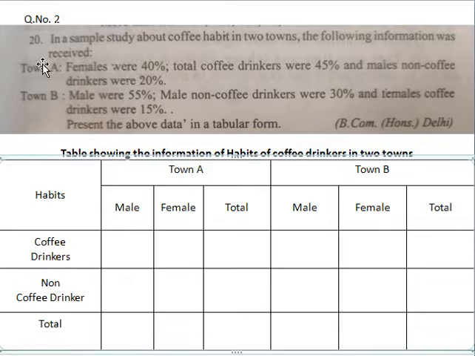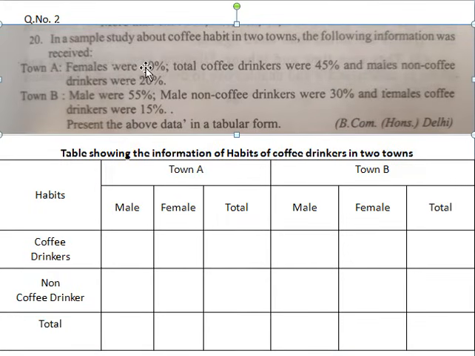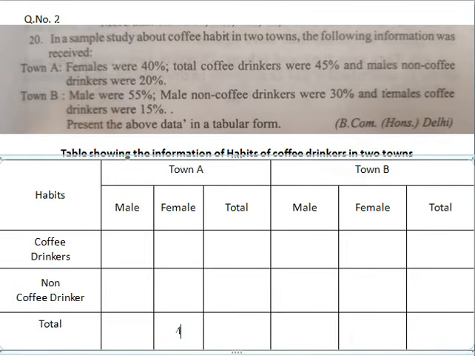So first you take town A only. Town A, female were 40%. So town A, female 40% means you have to take it out of these three areas. It is not coffee drinkers. If you want to take coffee drinkers, here it is not coffee drinkers, that is not non-coffee drinkers. It is not said non-coffee drinkers only, what was given here in the question. 40 were female. 40 means total. It is not coffee drinkers, non-coffee drinkers. 40 means percentage. Percentage means what? You need to take the total 100 here. Why is it 100? Because total percentage means total 100.